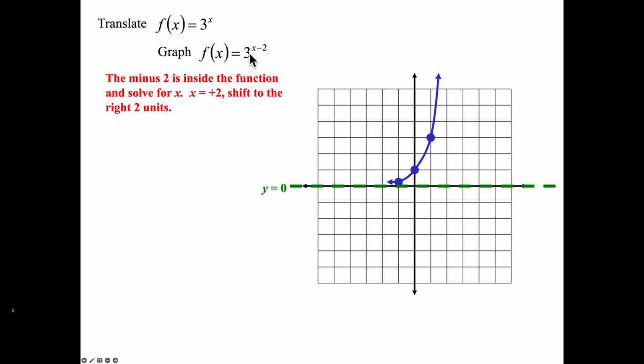So the x minus 2, I set that equal to 0, solve it for x equals a positive 2. That tells me all 3 points are going to shift to the right 2. So I move them to the right 2 and draw in my graph.